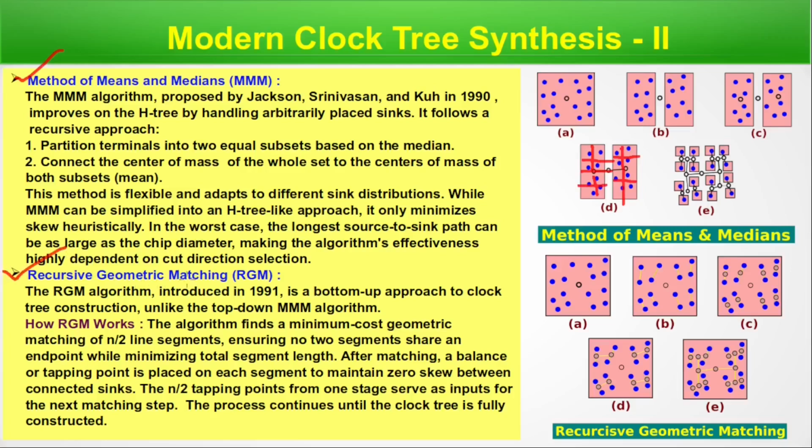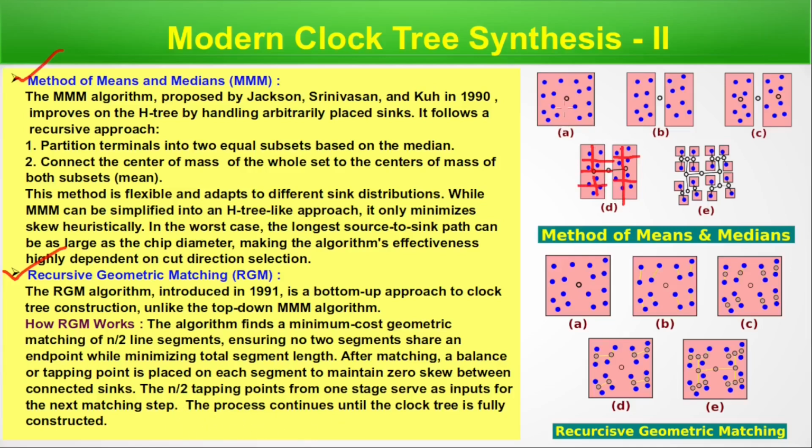Now, recursive geometric matching, or RGM. The RGM algorithm introduced in 1991 is a bottom-up approach to clock tree construction, unlike the top-down MMM algorithm. How RGM works: the algorithm finds a minimum cost geometric matching of n/2 line segments, ensuring no two segments share an endpoint while minimizing total segment length. After matching, a balance or tapping point is placed on each segment to maintain zero skew between connected sinks. The n/2 tapping points from one stage serve as input for the next matching step. The process continues until the clock tree is fully constructed.